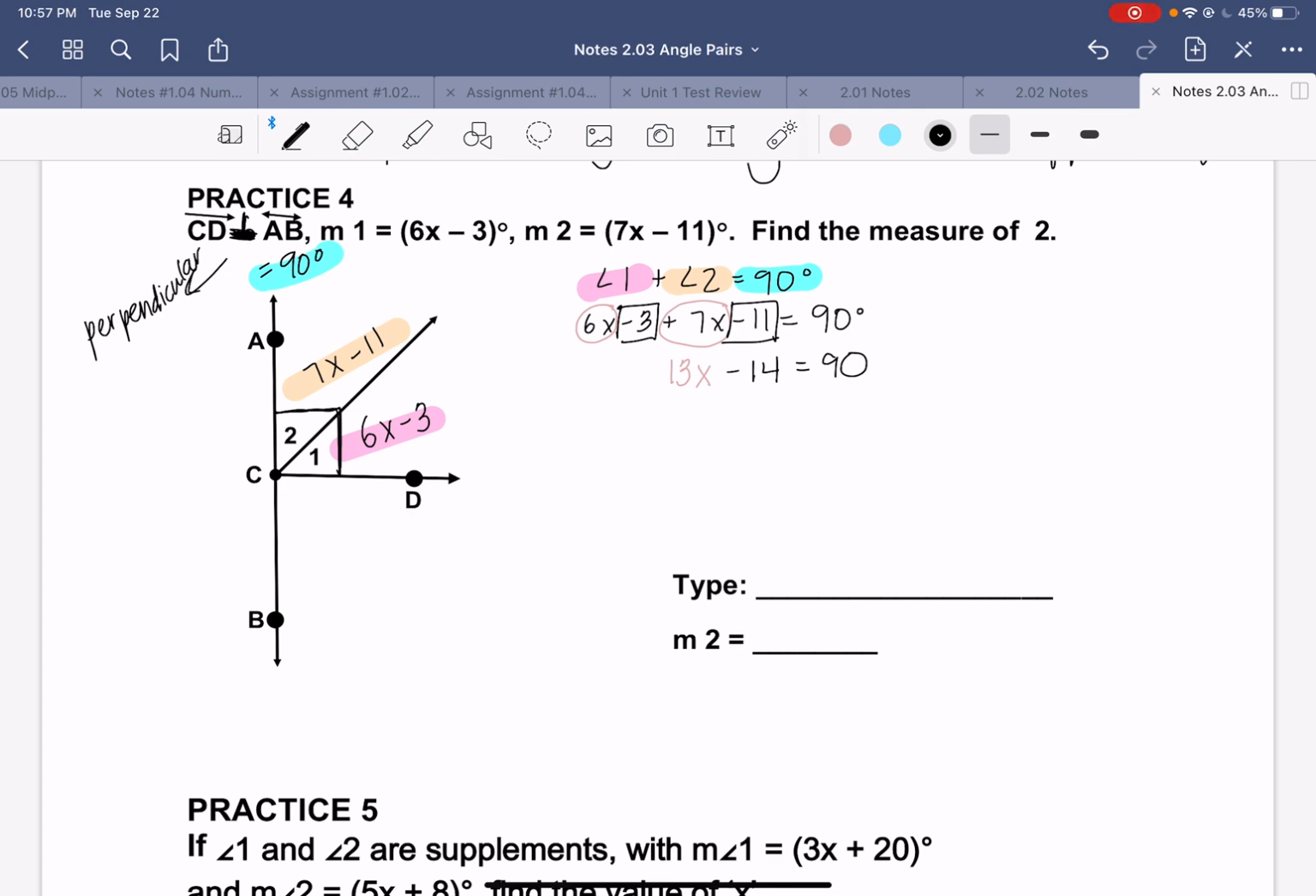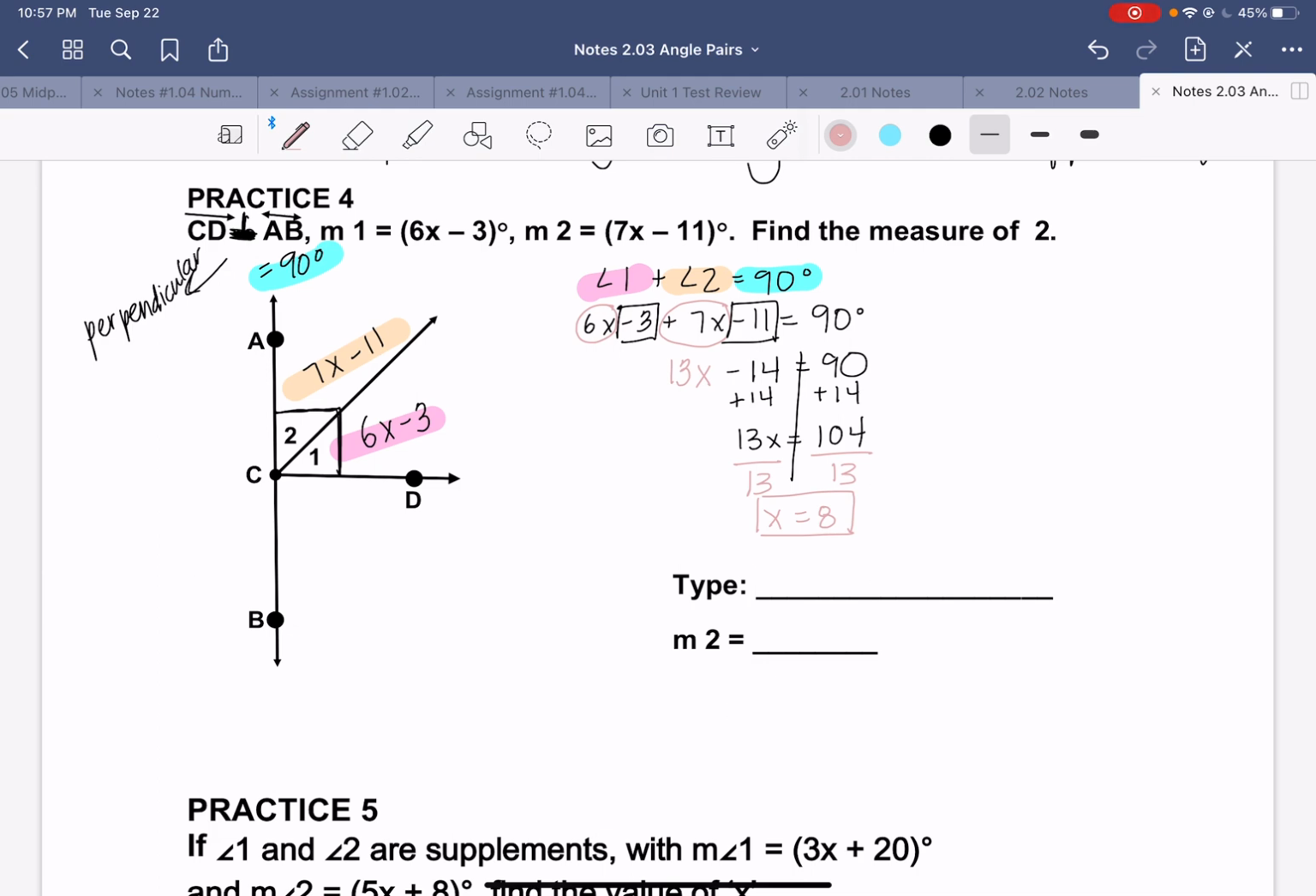All right, so now we're going to solve for x. So we're going to add 14. I'm left with 13x equals 104. Okay, last step always is divide by the coefficient. So we're going to divide by 13. And x equals 8.